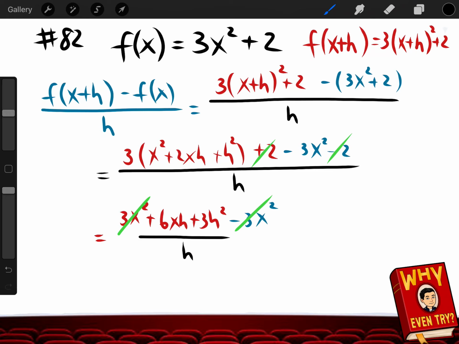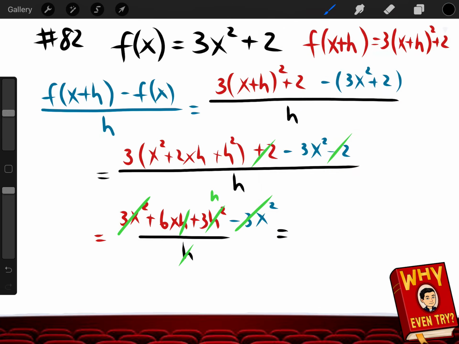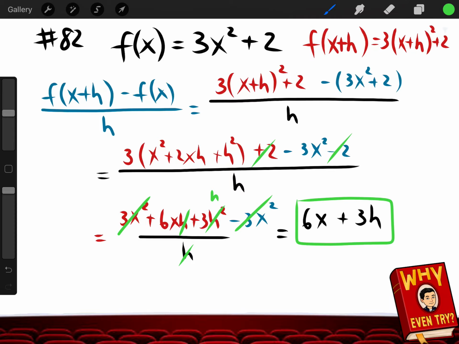So you can also simplify the h. So h is going to get canceled. Simplify with h, so we're left with just one h. So it's going to be 3h over there. So here is going to be your answer. It's going to be 6x plus 3h. Okay, that's going to be your answer.